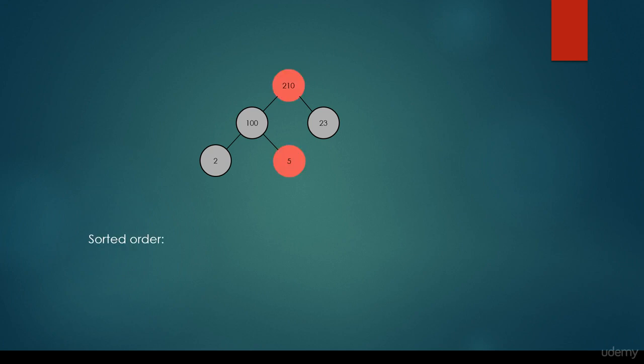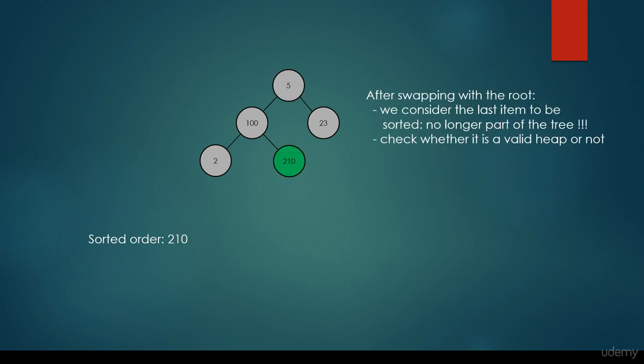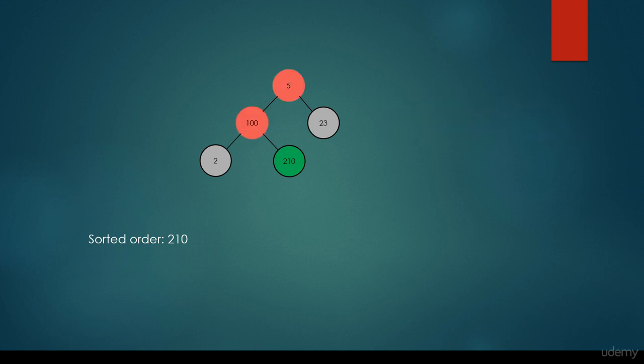We keep swapping the root node with the last item. We keep considering the last item to be sorted. And then of course we have to make sure that it's going to be a valid heap, so we have to rearrange the heap accordingly. And we consider the last two items to be sorted. Then we have to rearrange the heap data structure to make sure that it is a valid heap. Then again we have to swap the root node with the last item and we consider it to be sorted, and so on. So we keep considering fewer and fewer items.